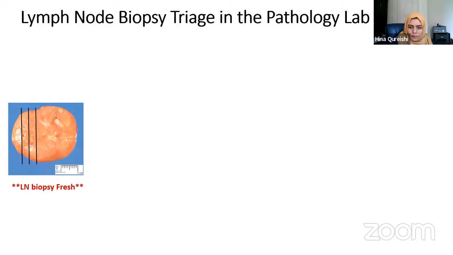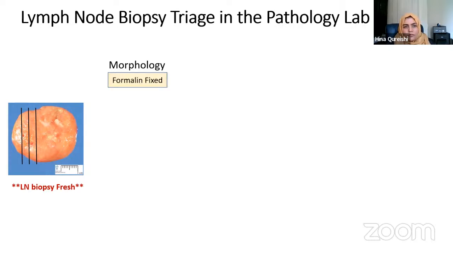So here's an example of a lymph node which was sent fresh. It is cut in several thin sections, or bread loaf, and different ancillary techniques are used. Nowadays, because of the advanced technology, the diagnosis has transformed. So in addition to morphology, we routinely do flow cytometry, cytogenetics, and molecular studies in a lot of the hematologic disorders.